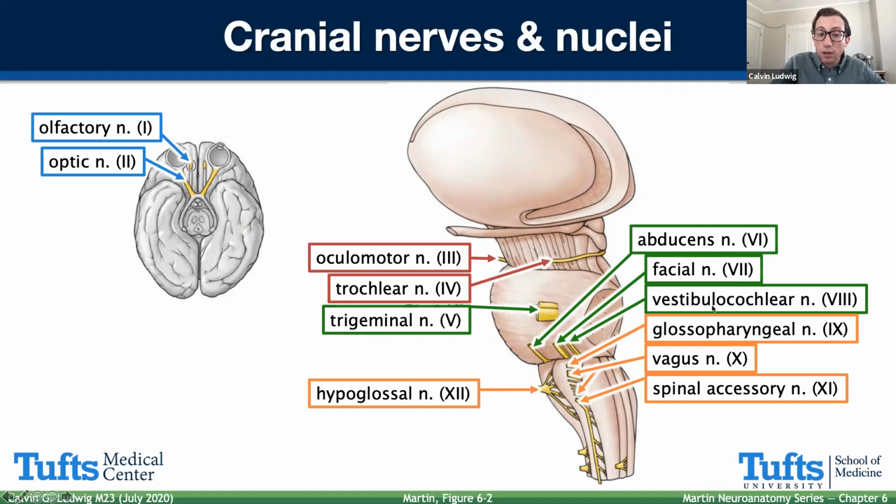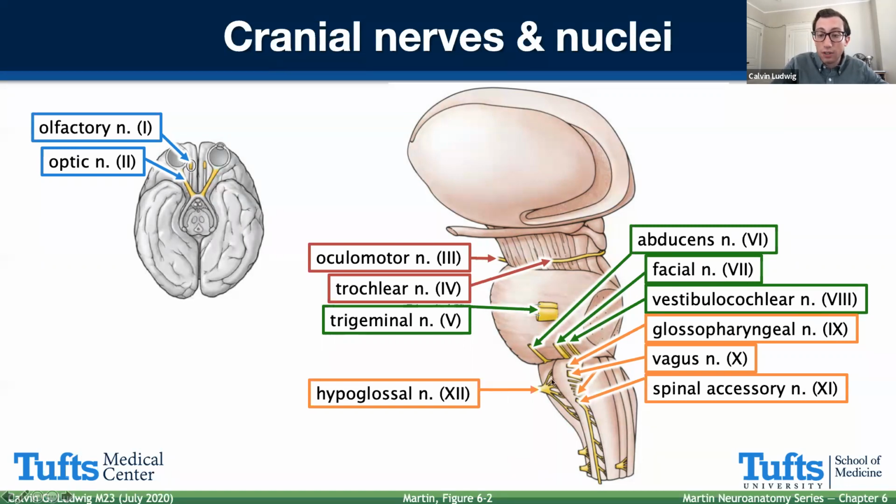The vestibular component innervates the semicircular canals, sacculae, and utricle that mediates balance, whereas the cochlear component here innervates the organ of Corti and serves hearing. Now, finally, the 4 orange nerves.